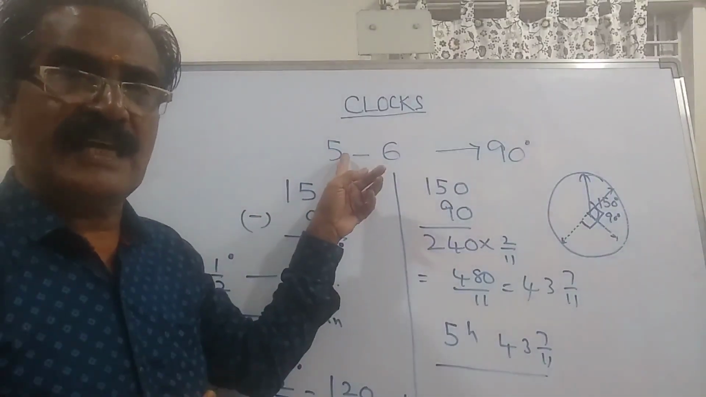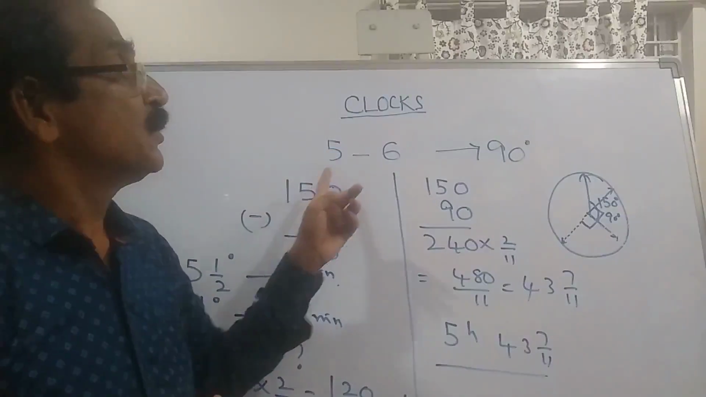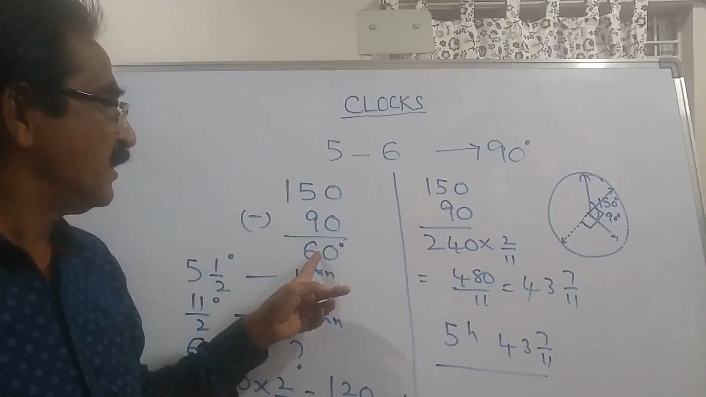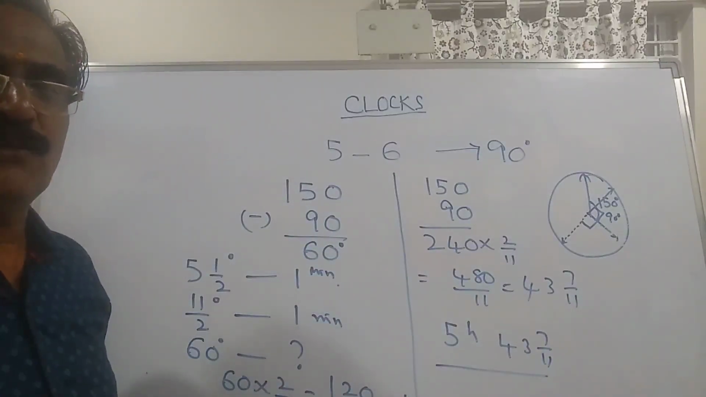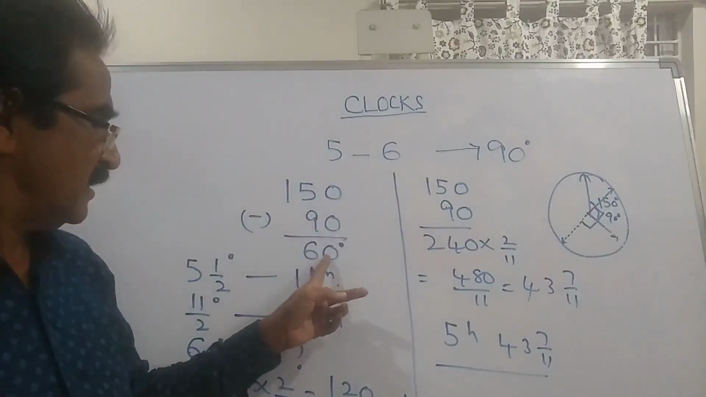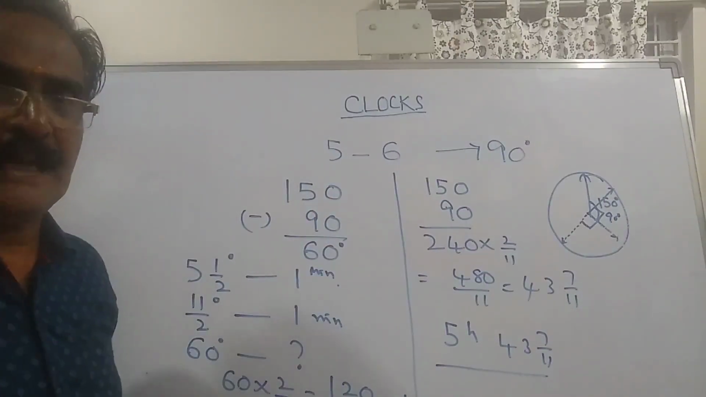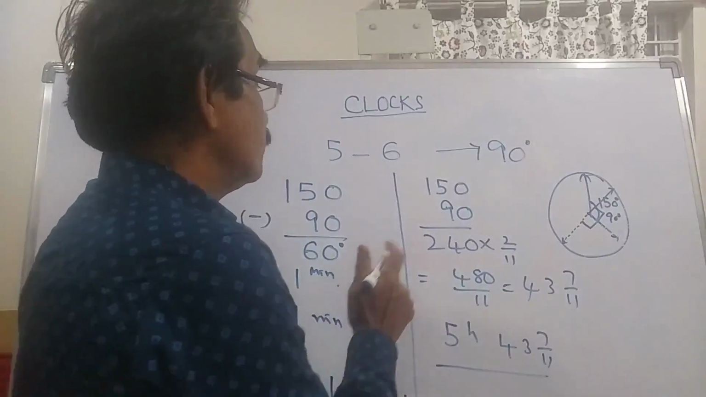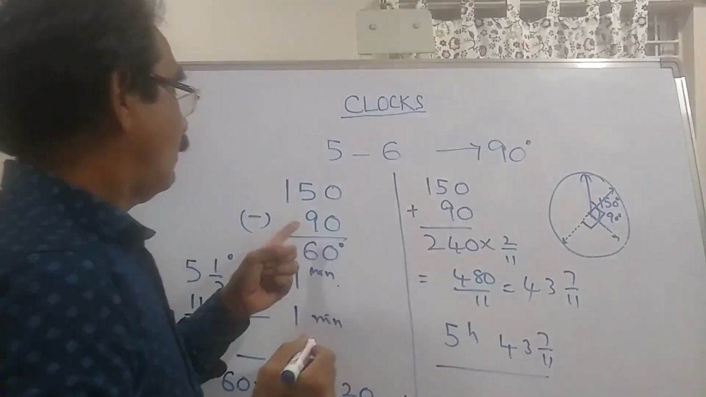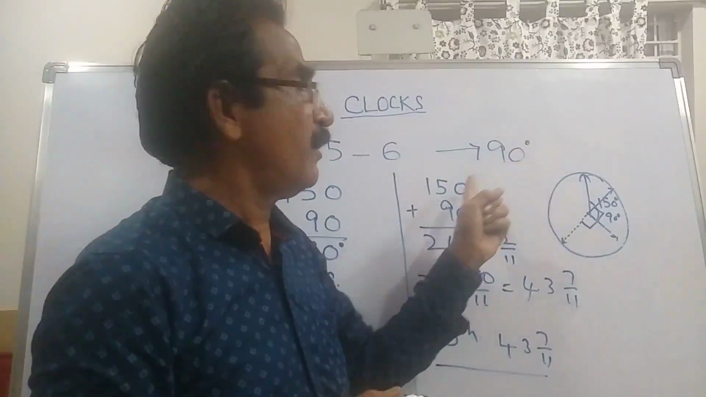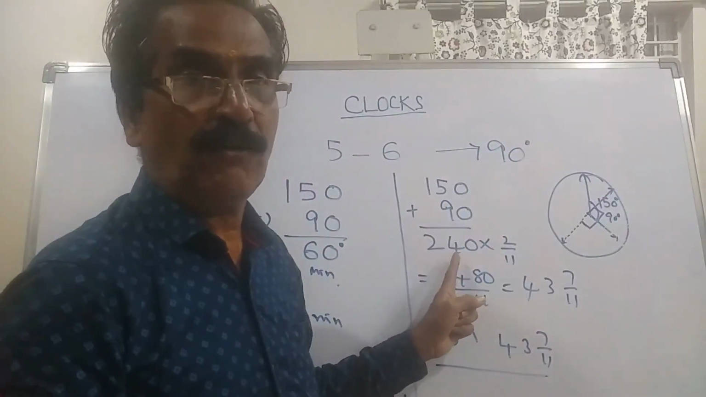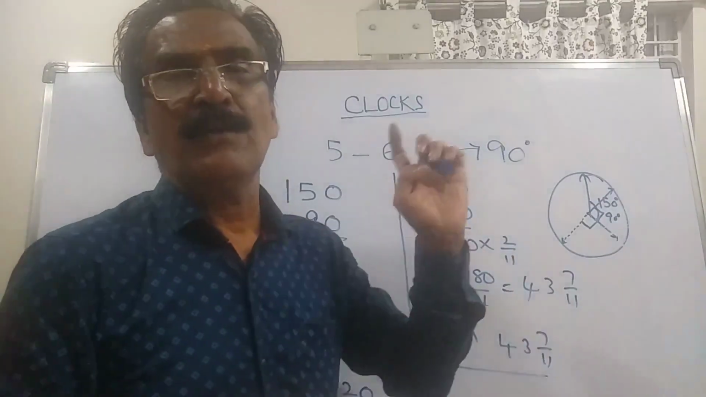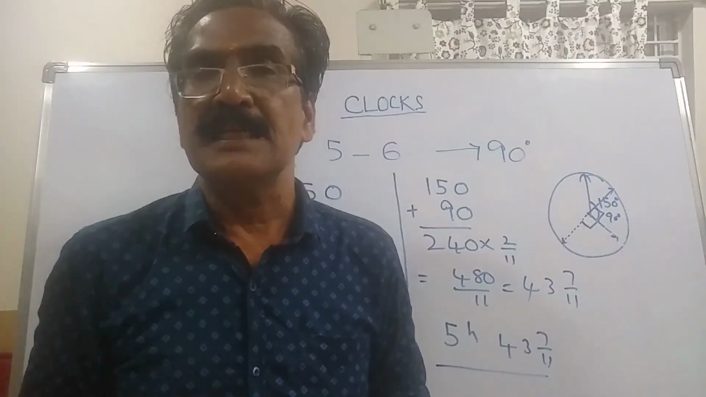At 5 o'clock, what is the angle? 5 times 30 is 150. So you have to subtract this 90 and multiply by 2 by 11. 150 minus 90 is 60, 60 into 2 by 11. You will get one time. For the second time, same 150, and you have to add. One time you subtract and the second time you add. 150 plus 90, into 2 by 11, 480 by 11. So 5 hours 43 7 by 11 minutes is your answer.